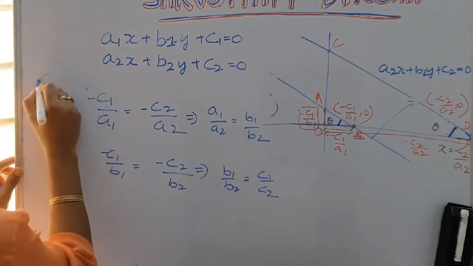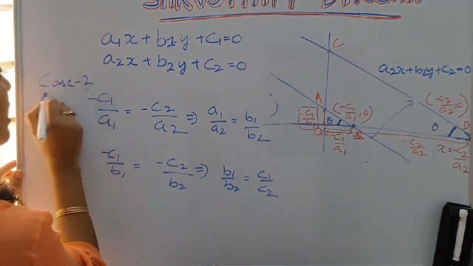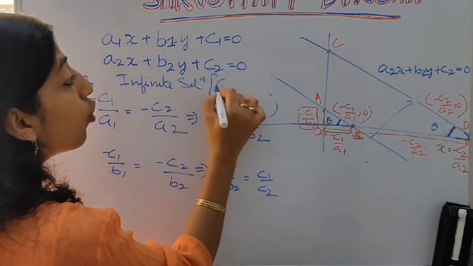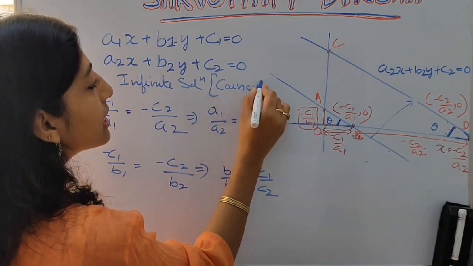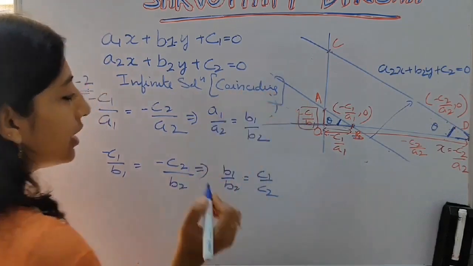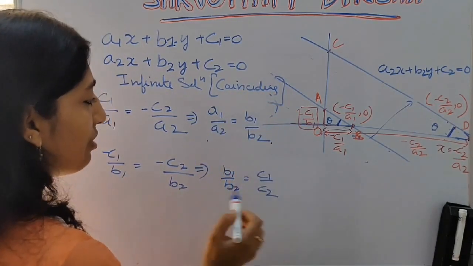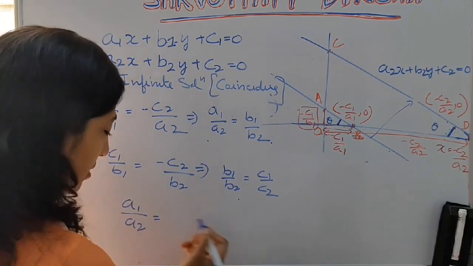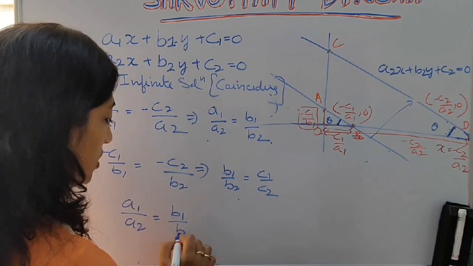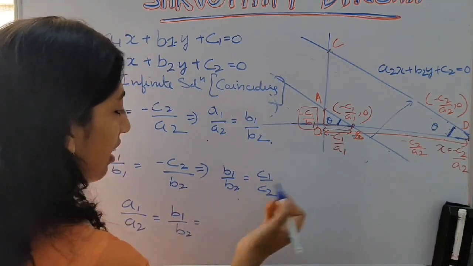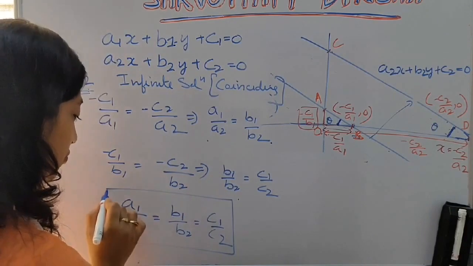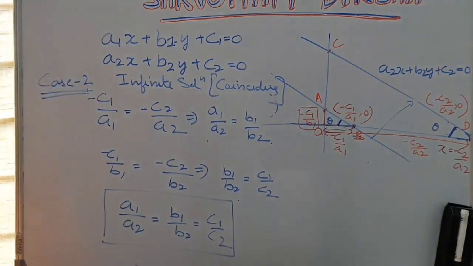That is, this line and this line are nothing but the same with different representations. That is the case of your infinite solution, and your lines are coinciding, that is, they are lying on each other. A1 by A2 is equal to B1 by B2 is equal to C1 by C2, and since two lines are similar, their inclinations, that is tangent theta, will also be equal. Hence, this condition should be satisfied for my infinite solutions.